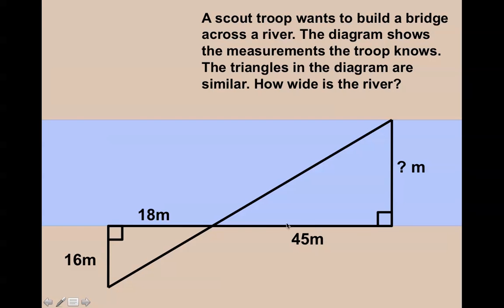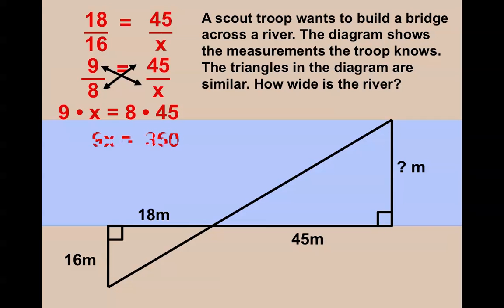If this was 45 meters, this was 18 meters, and I walked backwards 16 meters, I could look in a straight line across the river and figure out this distance. Set up the proportion, cross multiply, divide, and I get my answer.